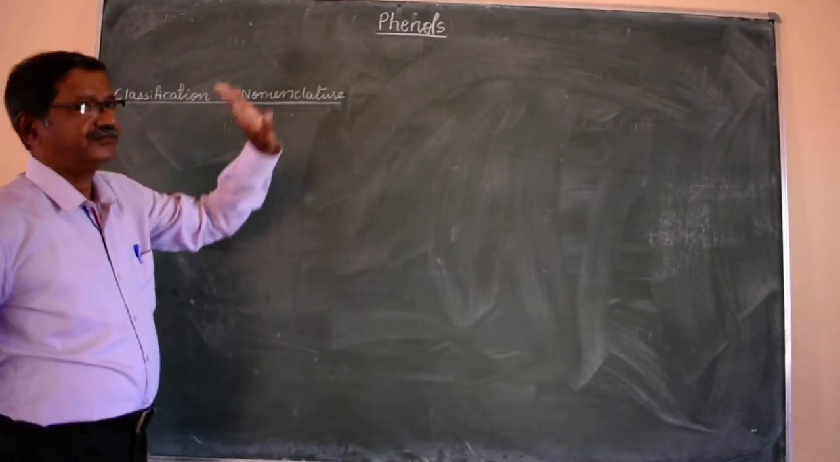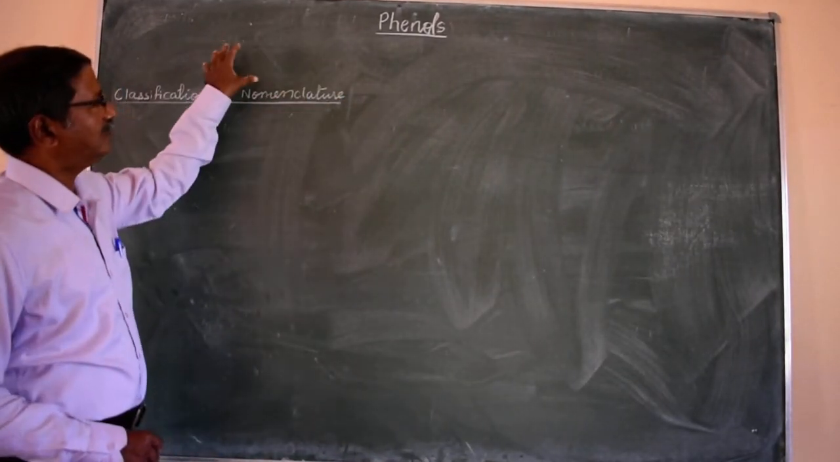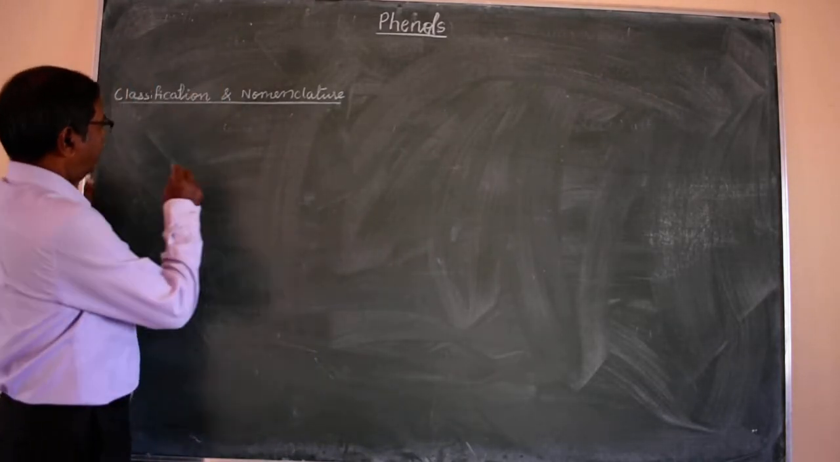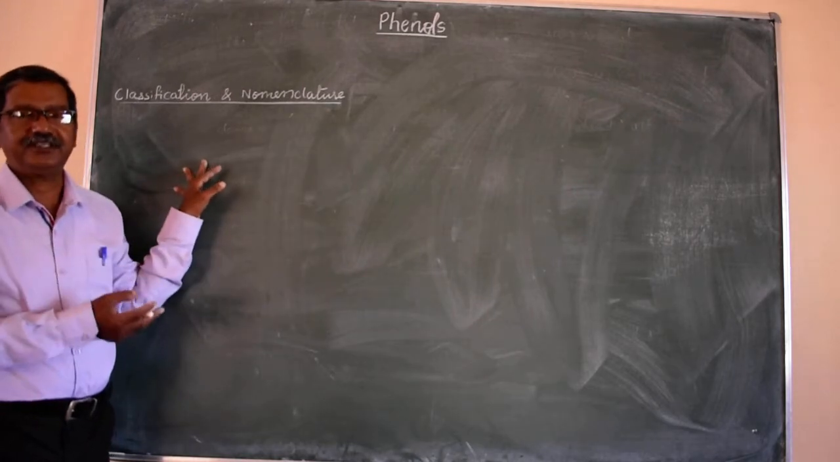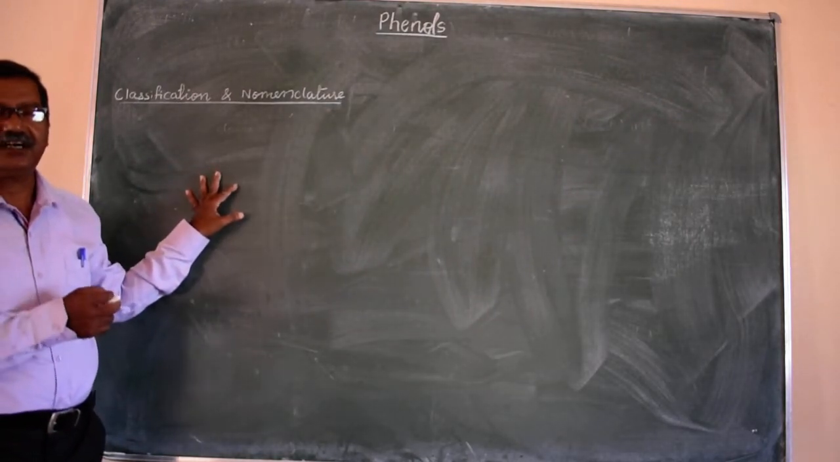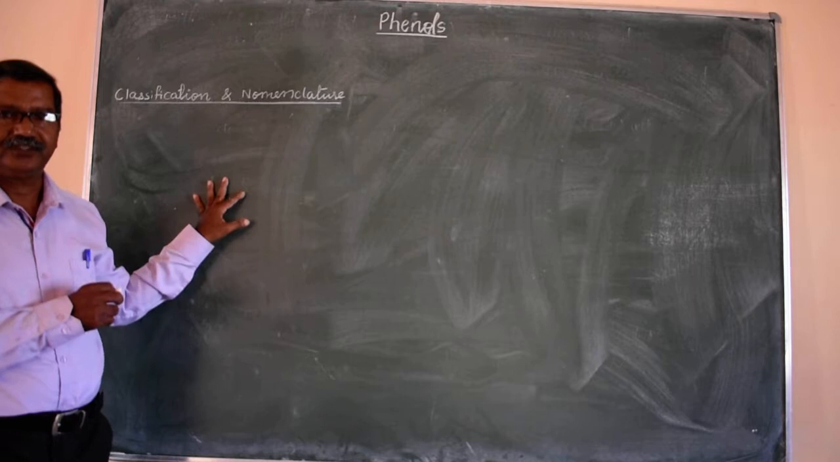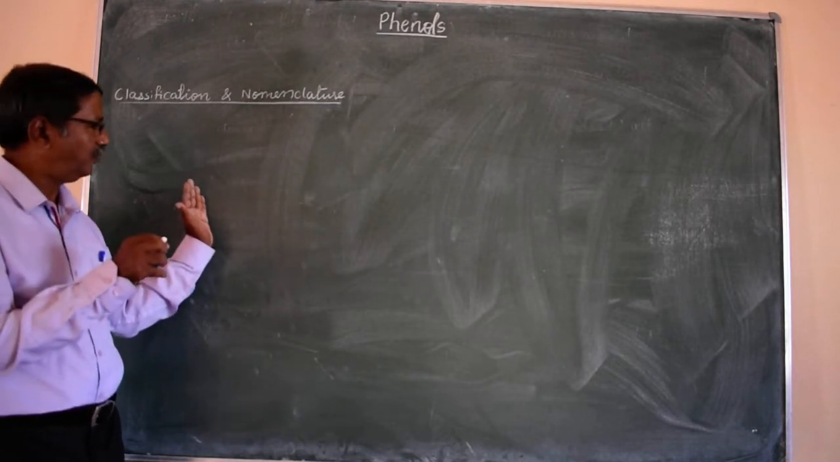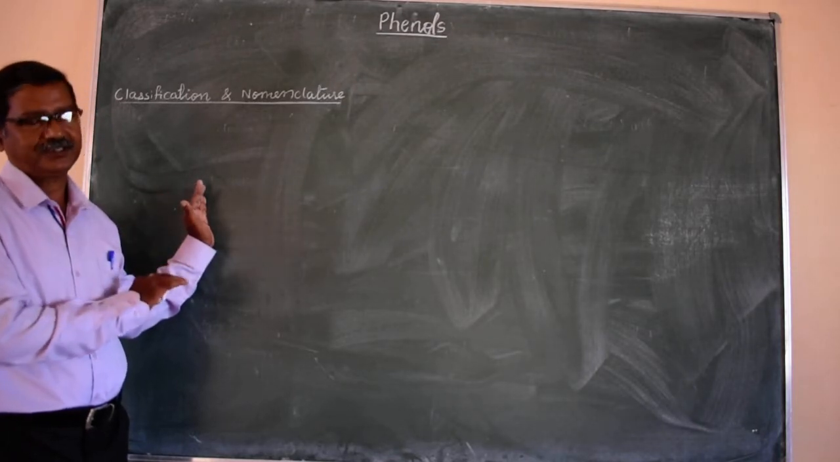So phenols are hydroxy derivatives of aromatic hydrocarbons. We know aromatic hydrocarbons, for example benzene and naphthalene. Hydroxy derivatives of aromatic hydrocarbons means the hydrogen is replaced by an OH group.